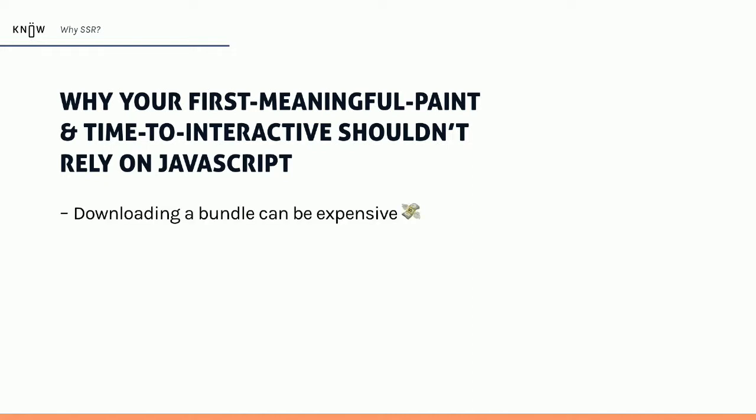Because downloading the bundle, the JS, can be expensive. Not everyone has the fastest internet connection. Not everyone has a flat rate on their internet connection. Even on a train, you have like a 200 megabyte limit. After that, you're even slower than before. And then also, sometimes I forget about that.